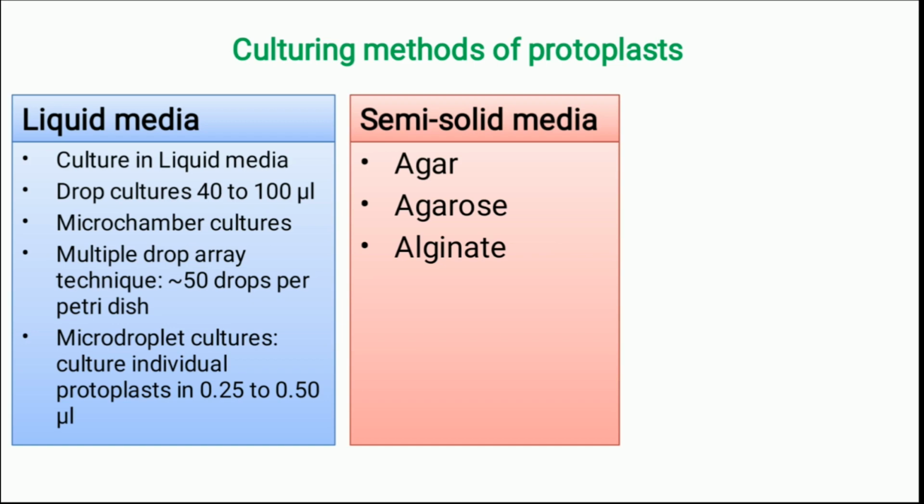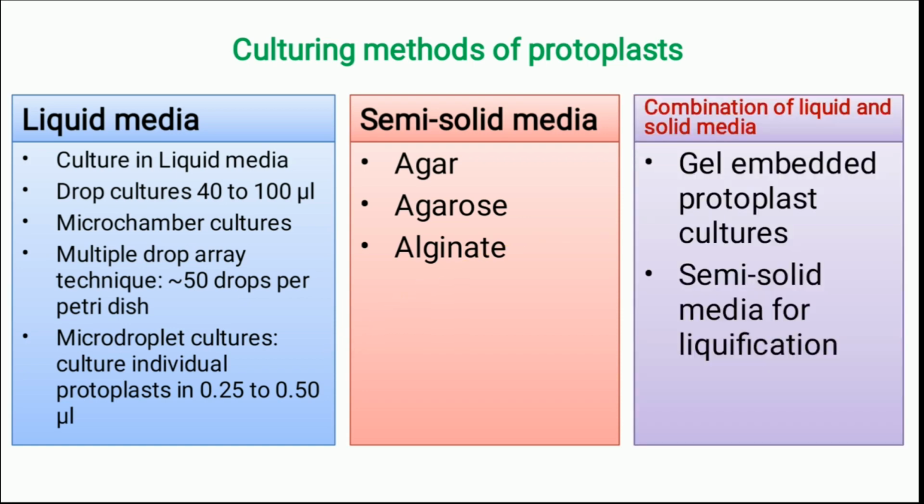In addition, semi-solid media are also used for culturing the protoplast. The medium is solidified using agar or agarose and alginate gelling agents, and it is used to determine the viability of the protoplast. Third, a combination of liquid and solidified media is also used. Here the technique is called gel embedded protoplast culture, where semi-solid medium is initially used to culture and later converted by a liquefaction process. Thank you.